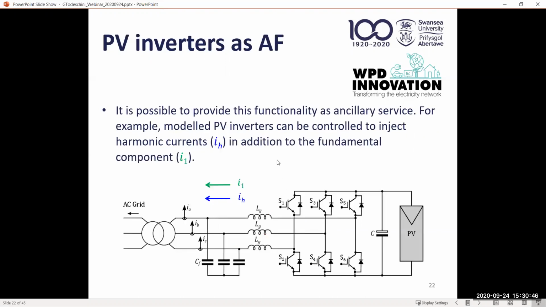For the case of this project, the idea is to use active filters as an ancillary service. One of the reasons why active filters are not widely deployed, in particular at the distribution system, is because they are too expensive. So it's possible, instead of building a dedicated active filter, to add this function to an existing inverter. And this is what we want to do with this project. This type of behavior is very simplistically shown in this figure, where essentially I show the PV inverter and the connection to the main grid. And the inverter is controlled to inject fundamental current as well as harmonic currents.